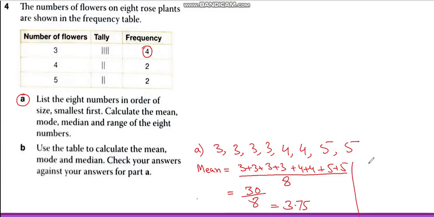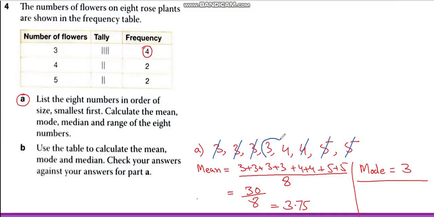Now we can find the mode. Mode is basically the most frequent number, that is 3. So the mode is 3. We can also find the median. For the median, we need to cut some values from the beginning and from the end. So 3 and 5, then 3 and 5, then 3 and 4.